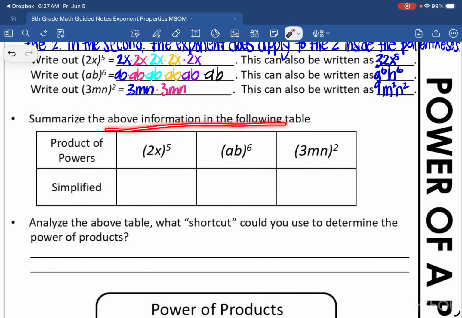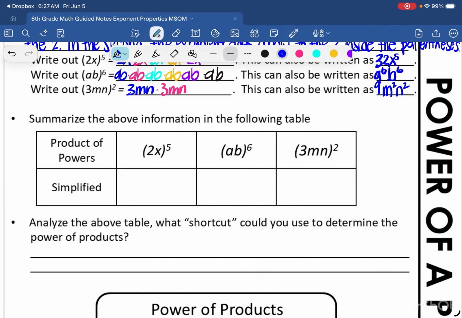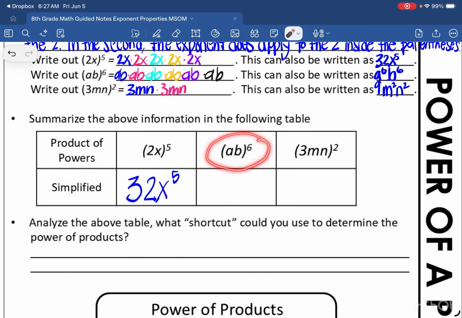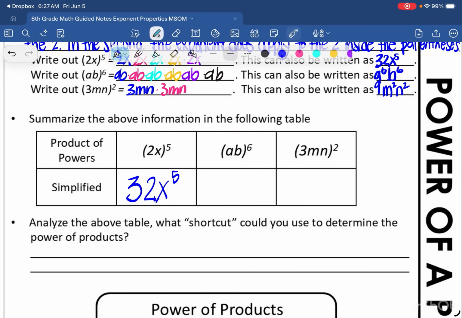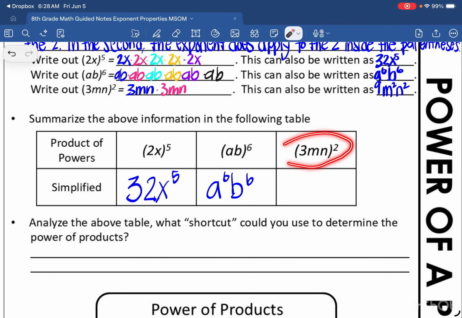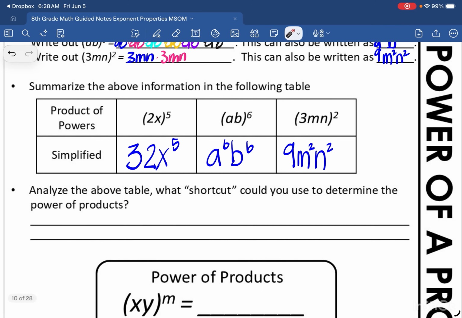Summarize the above information in the following table. So 2 to the x to the 5th is 32x to the 5th. A to the b to the 6th is a to the 6th, b to the 6th. 3mn squared is 9m squared, n squared. Analyze the above table. What shortcut could you use to determine the power of products?